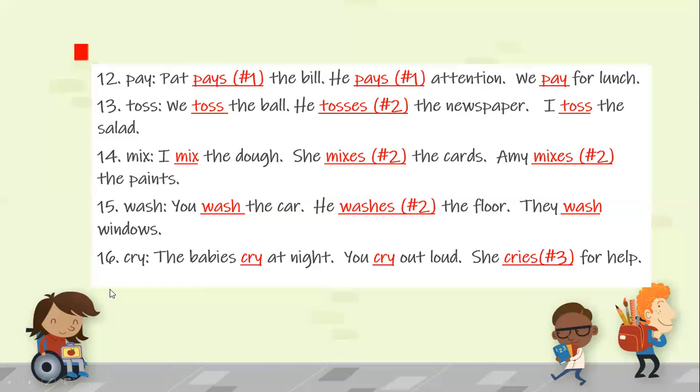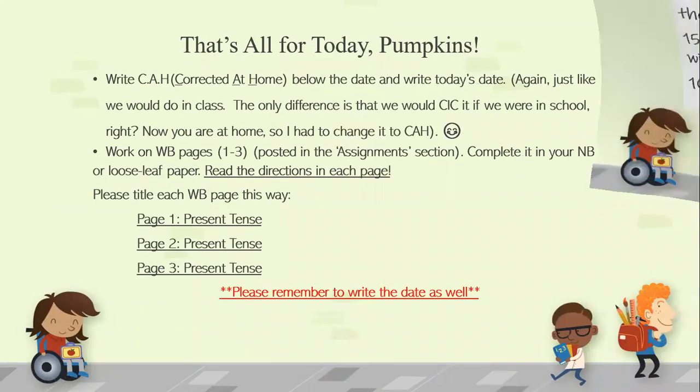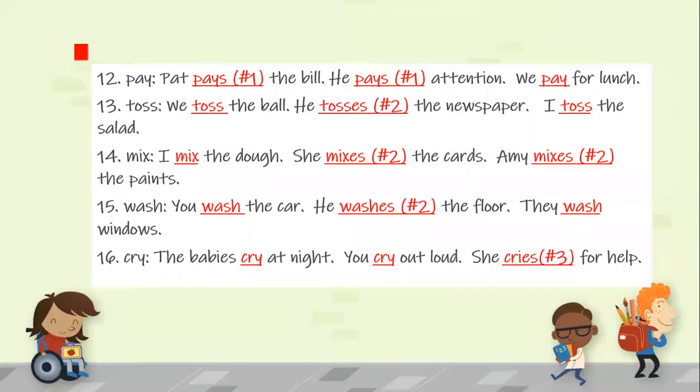Okay, 16. We have cry. So cry, we identify, oh, nope, we don't want that to go just yet. Give me a second. There we go, we're not done yet. Okay, so cry, we immediately notice that cry is a verb that ends in Y.